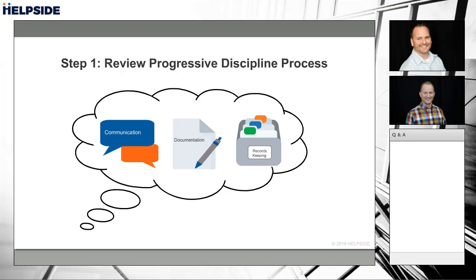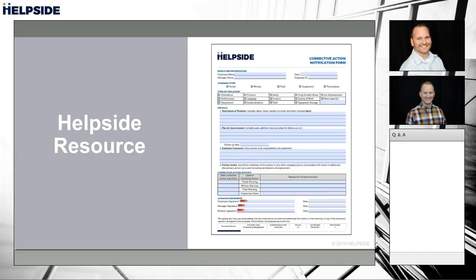If you've gone through that, if this is a culmination and it's maybe not news because this person's been on a final, you still want to make sure you have your ducks in a row, right? Your communication is documented, all of your documentation is there, and you have those records there.